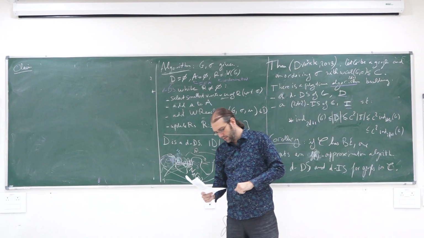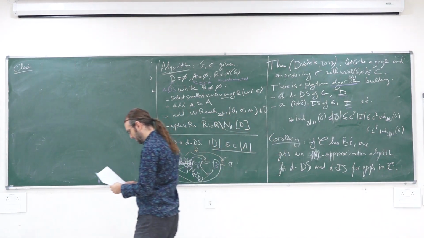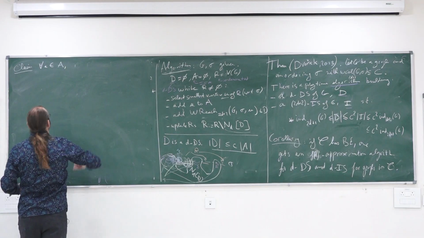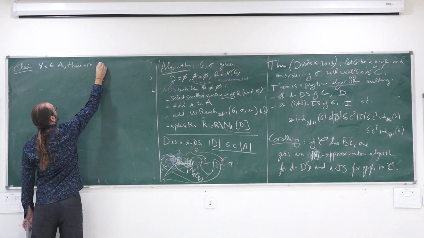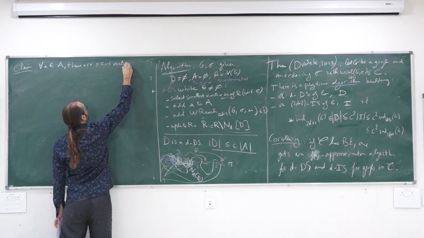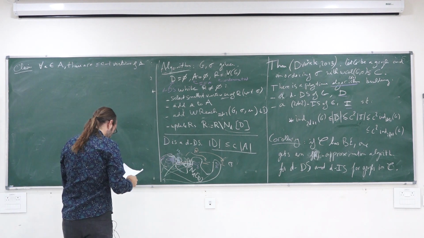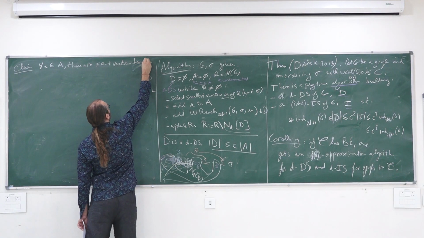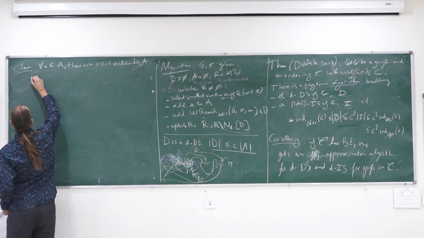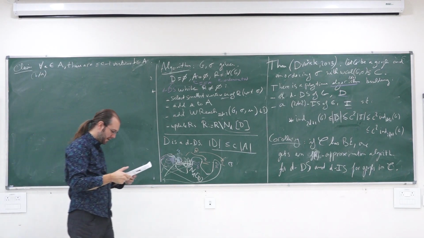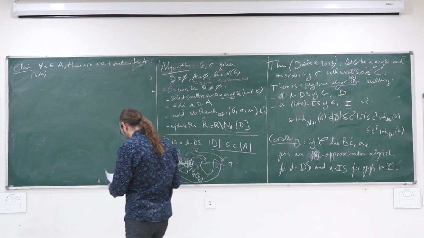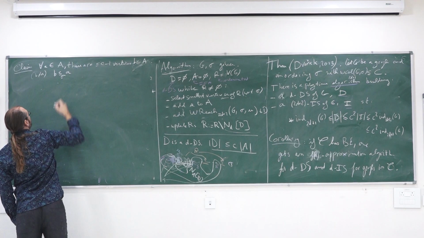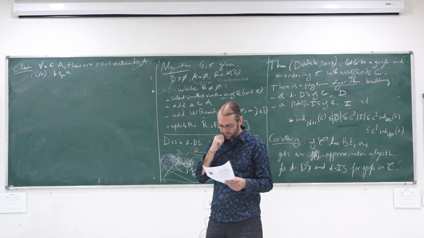I will explain the claim, deduce the proof, and then I will prove the claim. So the claim is: for every vertex A, there are at most C minus 1 other vertices B of A such that B is smaller than A in the sigma ordering, and they are close.